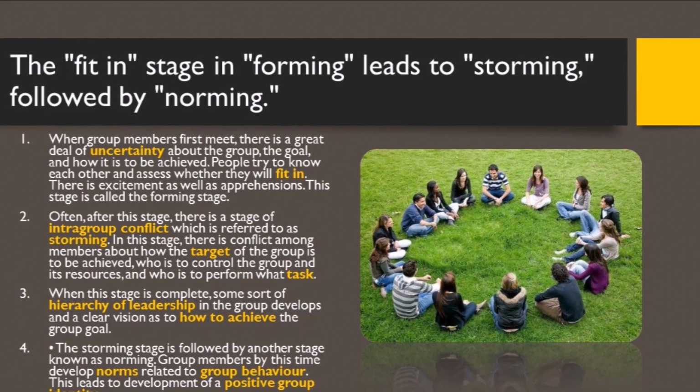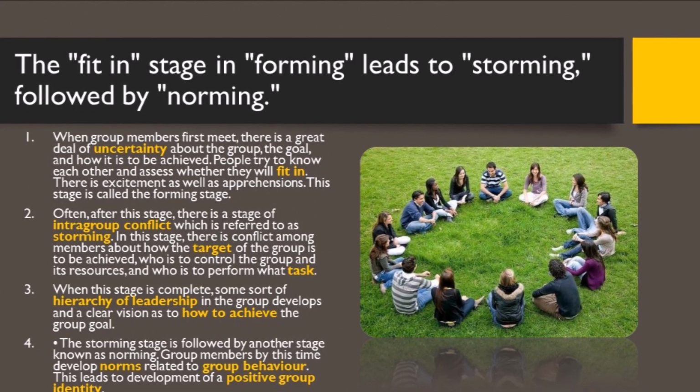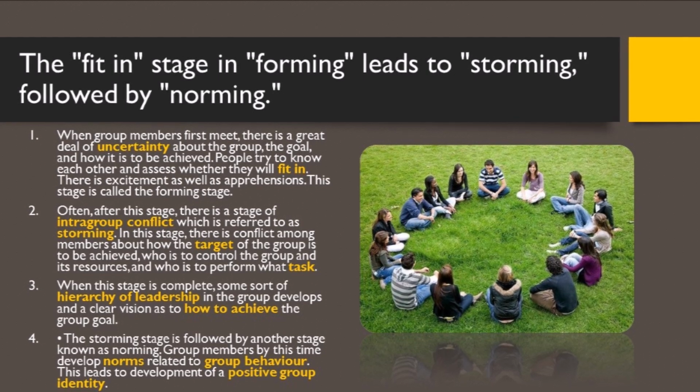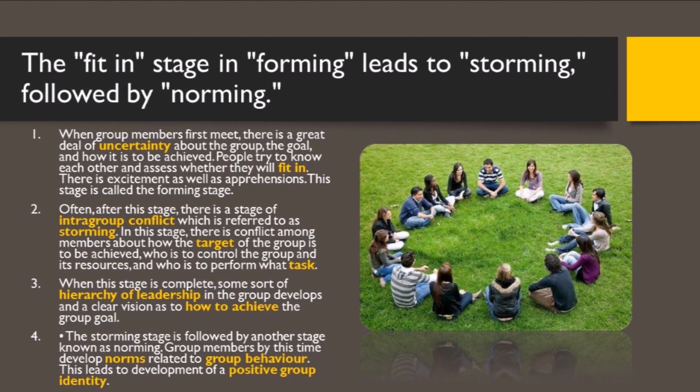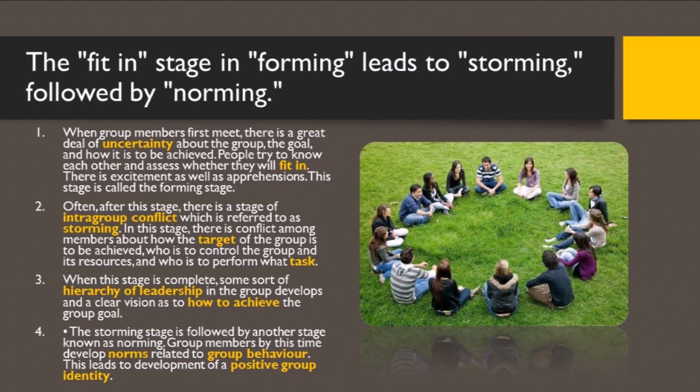2. Storming. After the initial excitement, conflicts often arise. Members might disagree on how to achieve the group's goals or who should lead. This stage, called storming, is characterized by intra-group conflict and differing opinions on roles and responsibilities.